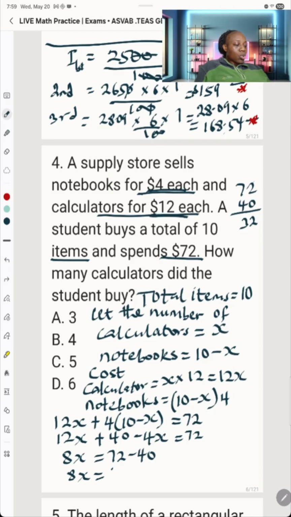8x equal to 32. Then we can divide both sides by what? 8. That gives us 8x divided by 8 equal to 32 divided by 8. Then x is going to be 4. The question asked: how many calculators did the student buy? That means the student bought 4 calculators.